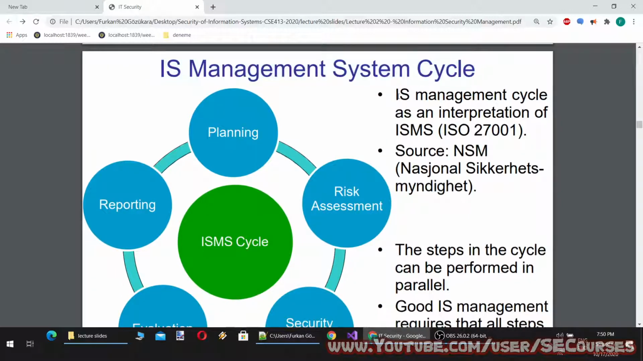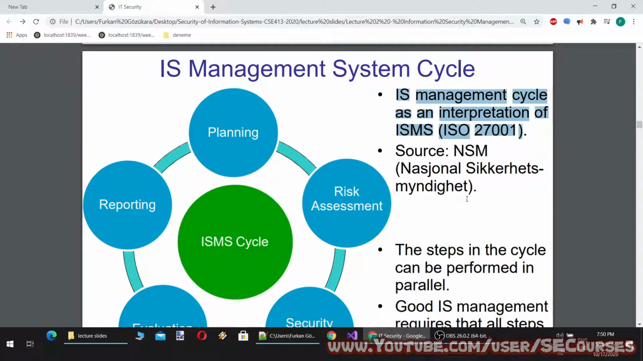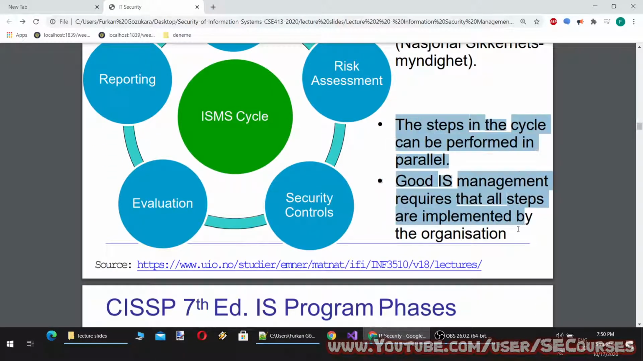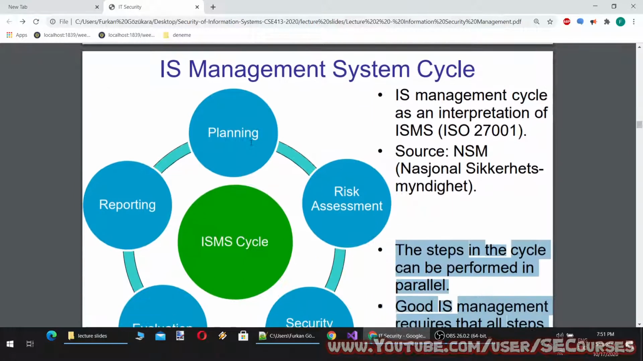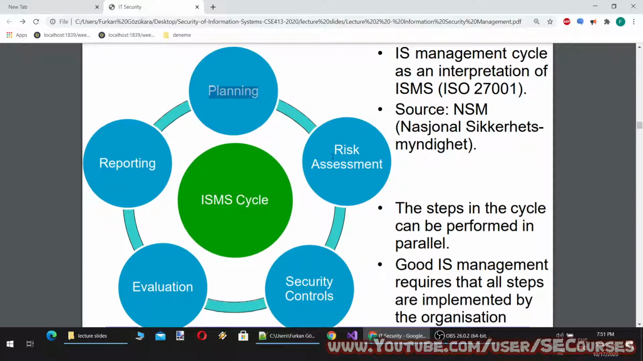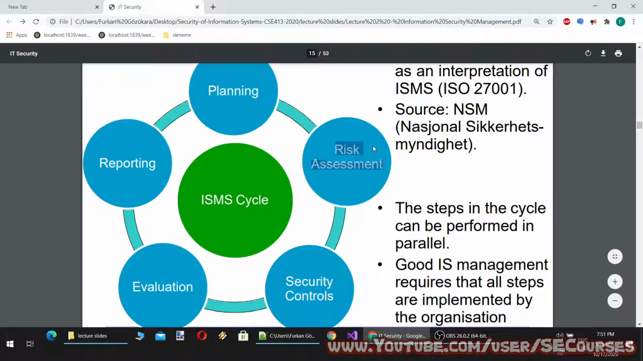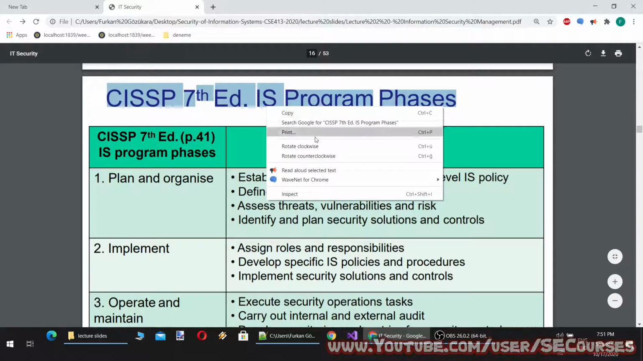Information security management system cycle. The IS management cycle as an interpretation of ISMS ISO 27001. The steps in the cycle can be performed in parallel. Good IS management requires that all steps are implemented by the organization. So what are the steps? Planning, risk assessment, security controls, evaluation, reporting. Every one of these is necessary. They can be executed in parallel. You need to have all of these to have an information security management system.